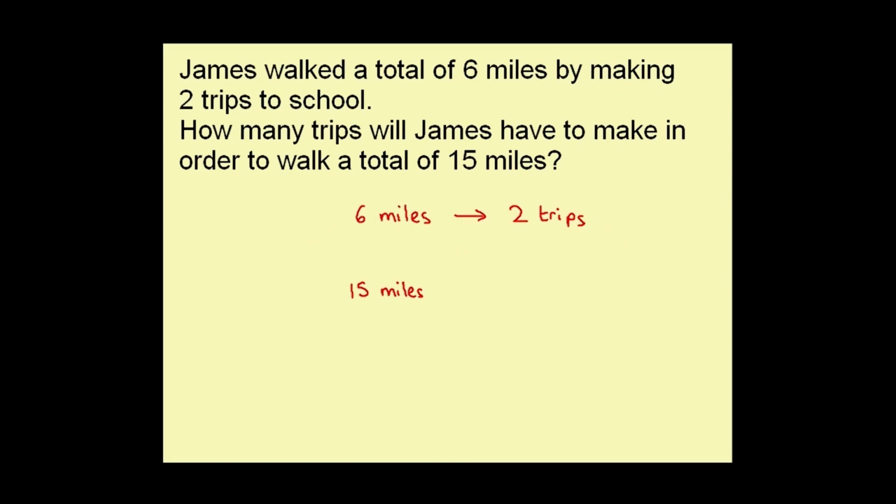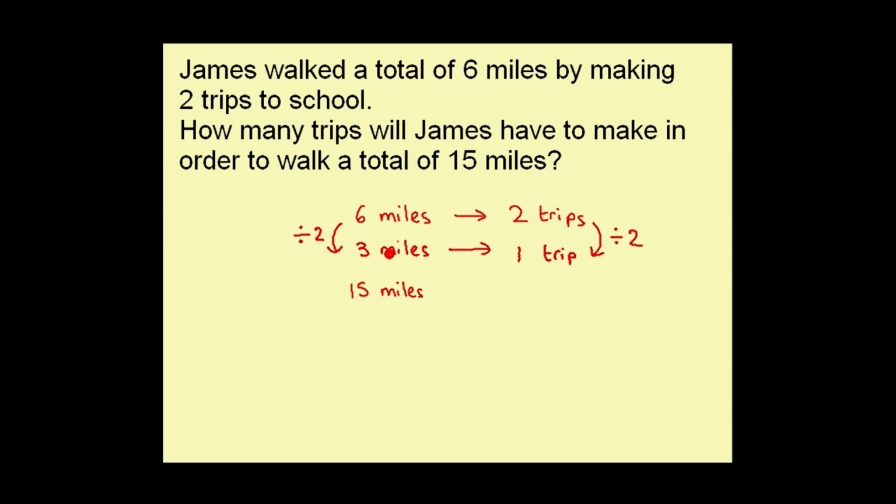What I mean by reversing it is that I'm going to do my working out on this side instead of this side, because I can easily get from 2 trips to 1 trip. I would do that by dividing by 2. If I do the same thing over here, I get to 3 miles. So 3 miles is 1 trip.